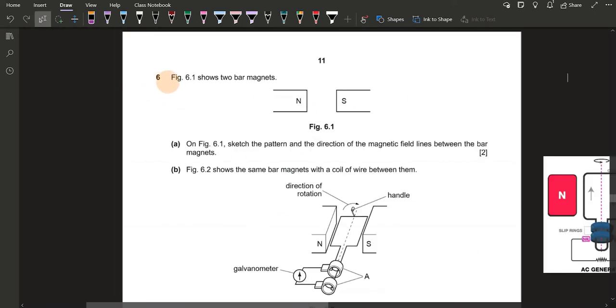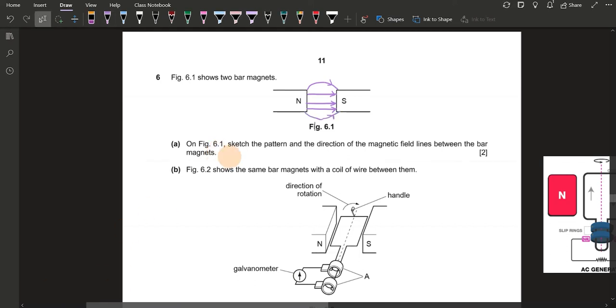Question number 6. Figure 6.1 shows two bar magnets here, which is north, and here it's south. Part A says on figure 6.1, sketch the pattern and the direction of magnetic field lines between the bar magnets. So we know that the magnetic field goes from north to south, right? So we can draw our lines here from north to south. It's a pretty straightforward question. And we can draw one line like this and one line like this to be secure.